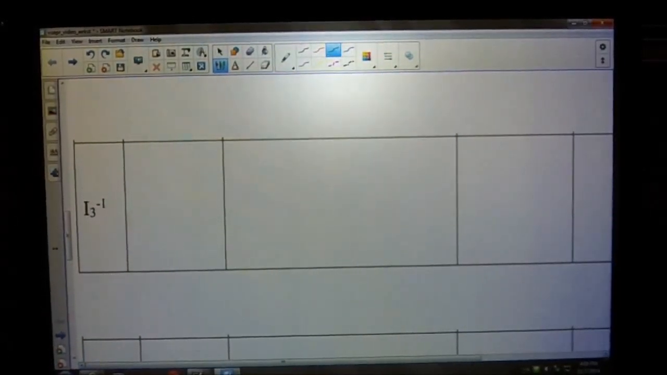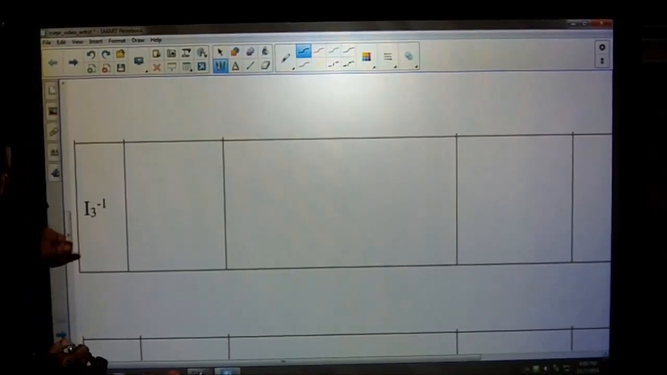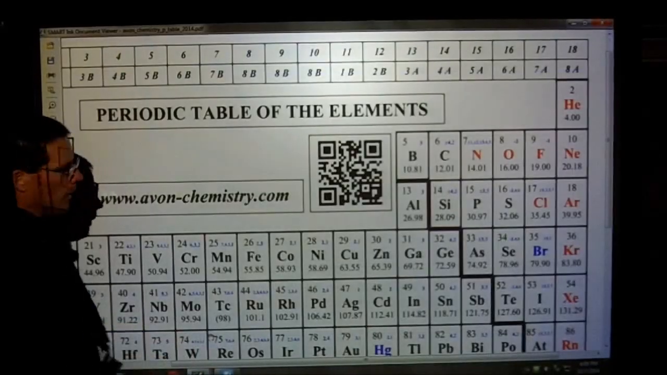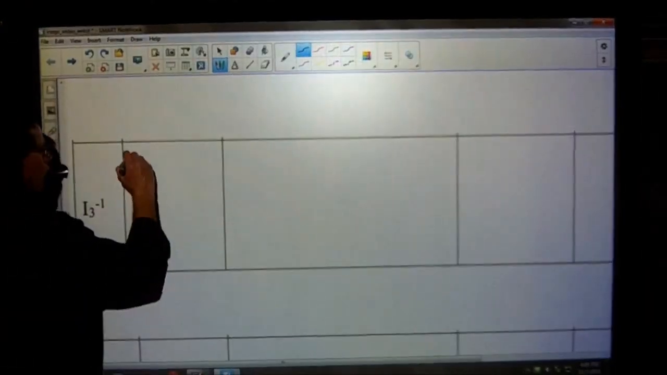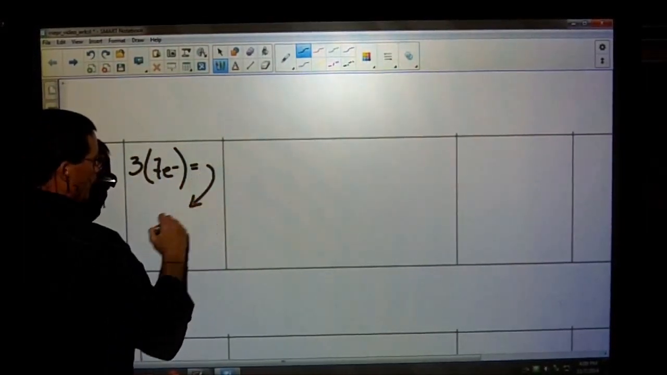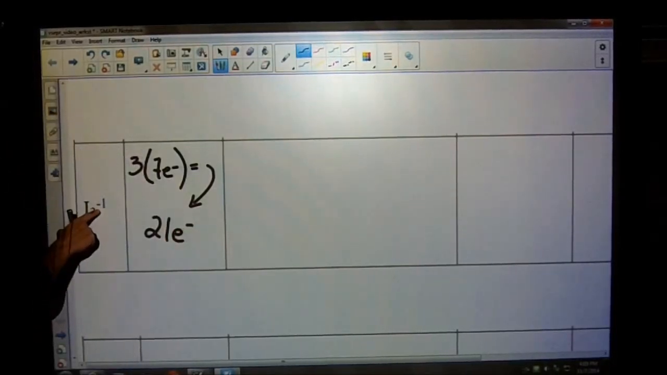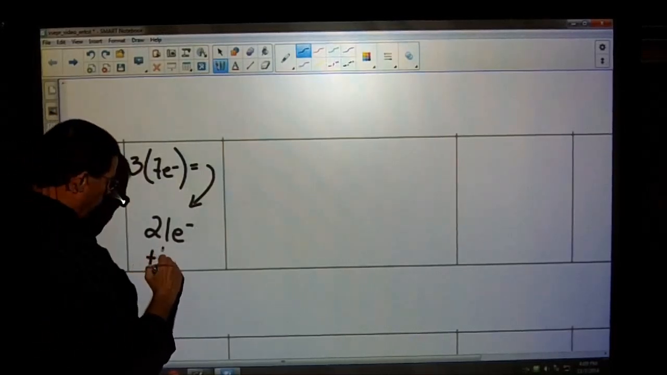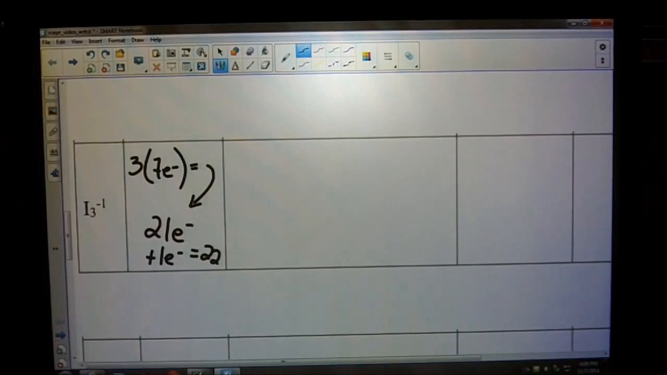I3 with a -1 charge. Okay, kind of an unusual one. So we have 3 iodines, and again, iodine group 7A. So 3 times the 7 electrons, which is going to give us 21 electrons, but since it has a -1 charge, that number there should be a red flag, so we're going to add 1 electron for a total of 22. Okay, so we're going to work with 22 electrons here.